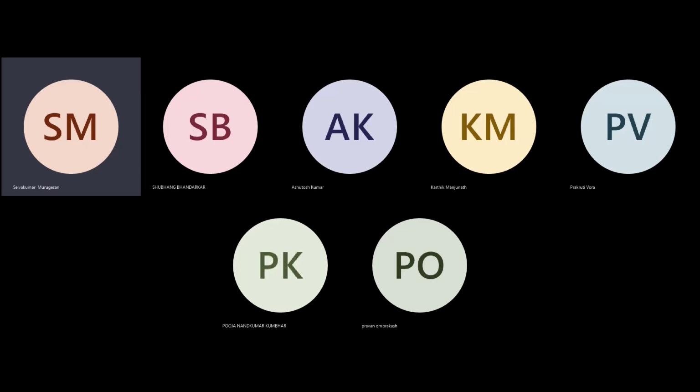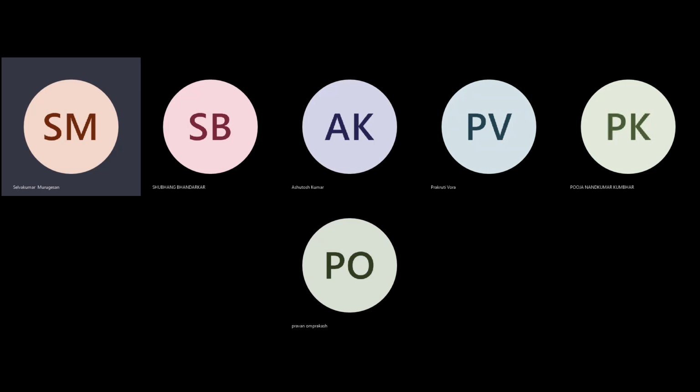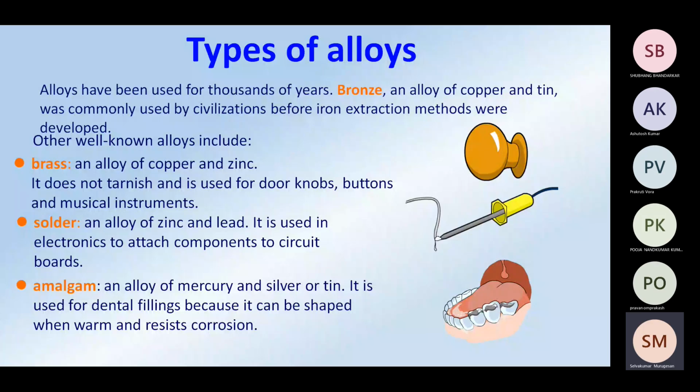And the amalgam is based on an alloy, a combination of mercury and silver or tin, and it is widely used for dental applications. The beauty of it is that, of course, it doesn't corrode. And it can be shaped when slightly warmed. You don't have to melt that alloy completely.